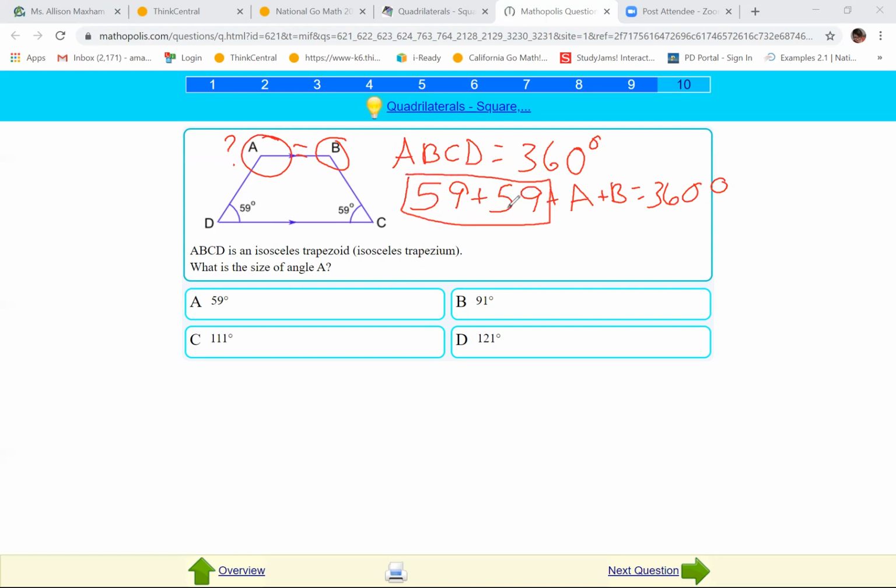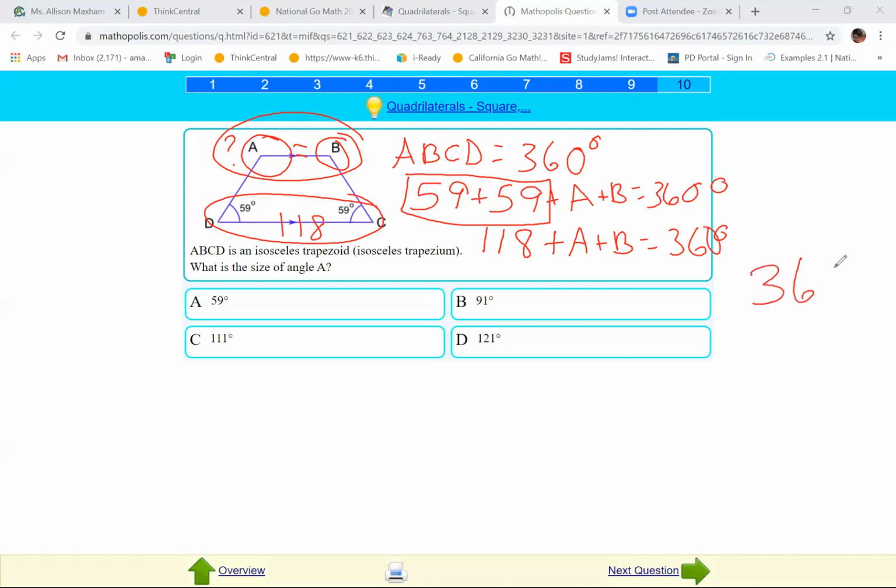Well, I know that 50 plus 50 is 100. And I know 9 plus 9 is 18. So I've got 118 plus A plus B equals 360. So I know that these two right here are 118. So that means that these two have to be what? Oh, I forgot my 0 again. 360 minus 118.